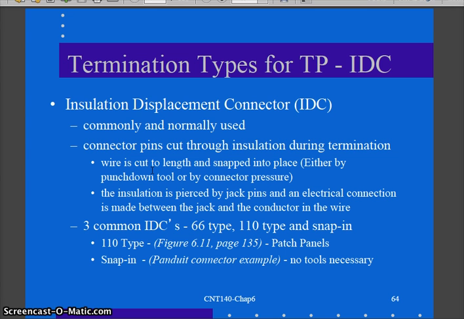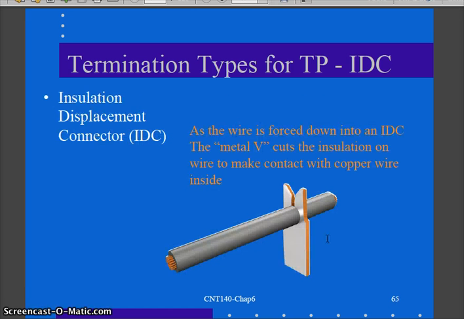The three main types we run into are 66, 110, and our snap-in that we're going to deal with, if you will. So let's take a look at those real quick. Insulation displacement connector, I'm just reminding you here, as the wire gets laid into a jack, a punch down or a tool is forcing the wire down in, and as it gets forced into place, there's some kind of metal V here that's cutting away the insulation and making contact with the copper wire inside. That's the term insulation displacement connector. That's the kind of thing that is occurring.